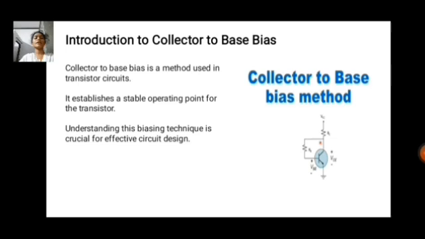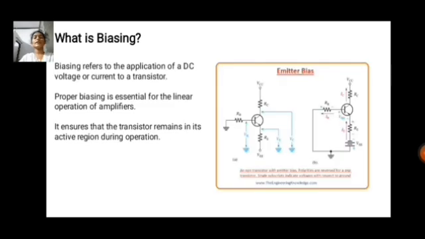Observe this circuit diagram. In this slide, I will explain about what is biasing. Biasing refers to the application of a DC voltage or current to a transistor. Proper biasing is essential for the linear operation of amplifiers. It ensures that the transistor remains in its active region during operation.